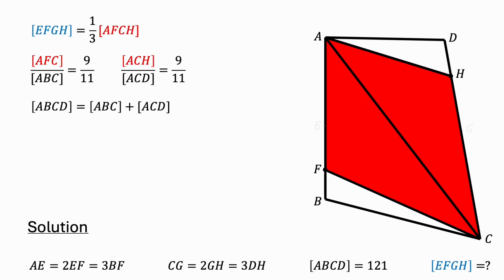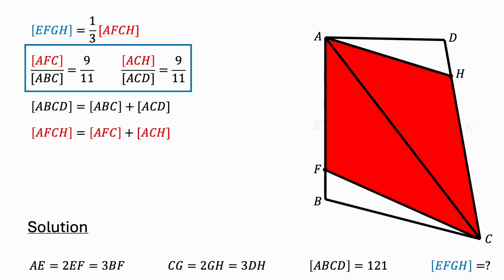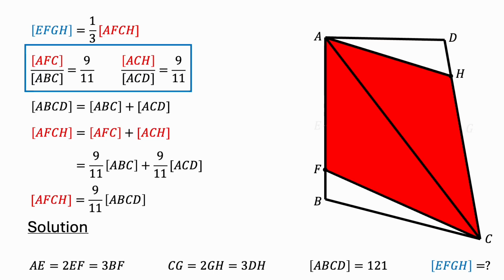Now, area of ABCD equals area of ABC plus area of ACD. Also, area of AFCH equals area of AFC plus area of ACH. Using the ratios above, we have area of AFCH equals 9 over 11 times area of ABC plus 9 over 11 times area of ACD. Therefore, area of AFCH equals 9 over 11 times area of ABCD.